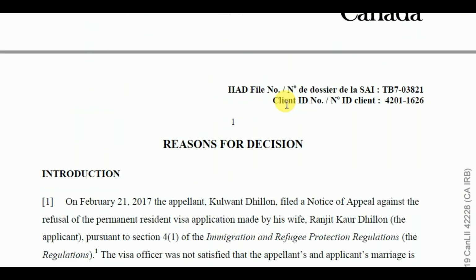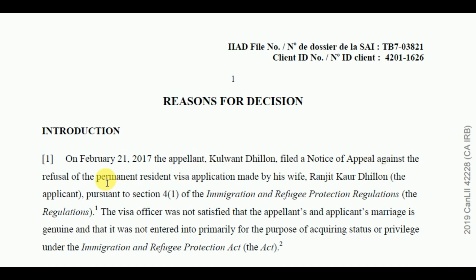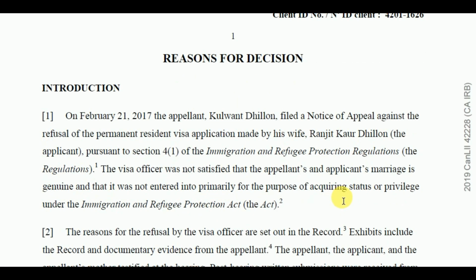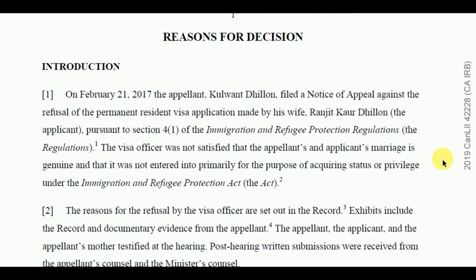Okay, so the reason for the decision, introduction. On February the 21st, 2017, the appellant, the person who is in Canada, Kulwant Dillon, filed a notice of appeal against the refusal of a permanent resident application made by his wife, Ranjit Kaur Dillon. The visa officer was not satisfied the appellant and applicant's marriage is genuine and that it was not entered into primarily for the purpose of acquiring status or privilege under the Act, IRPA. The reasons for the refusal by the visa officer are set out in the record. Exhibits include the record and documentary evidence from the appellant and the applicant. The appellant's mother testified at the hearing.